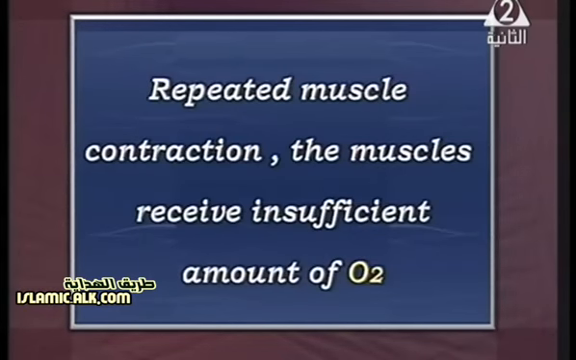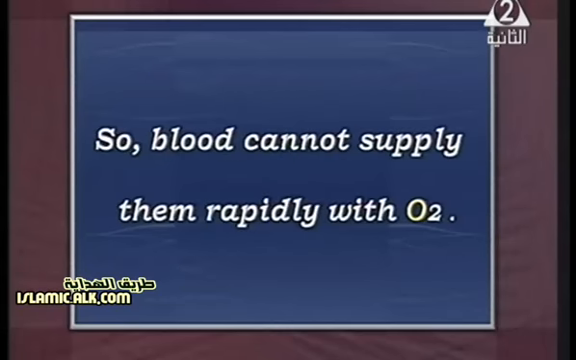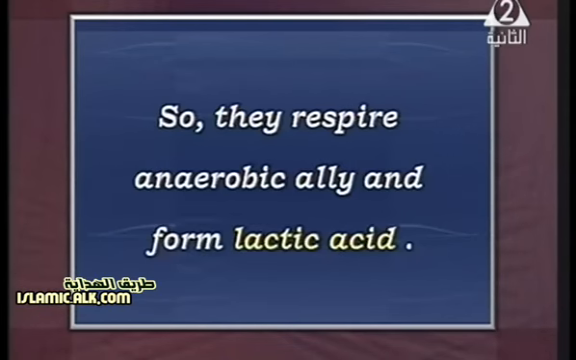Actually, the repetition of muscle contraction causes what? The muscle cannot get an appropriate or sufficient amount of oxygen. So the muscle receives an insufficient amount of oxygen, and the blood cannot supply it rapidly with oxygen. So they respire anaerobically. Remember that. They respire what? Anaerobically.